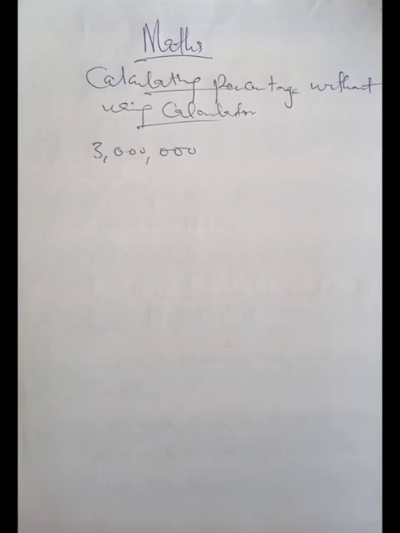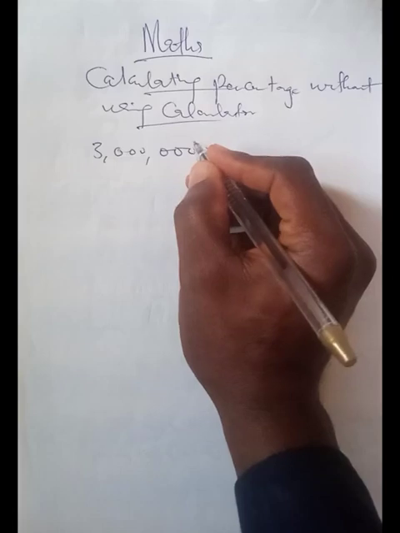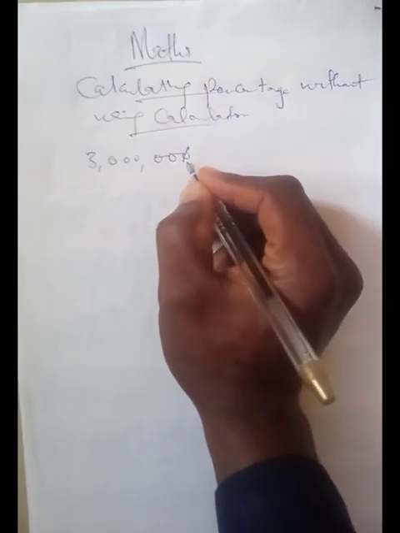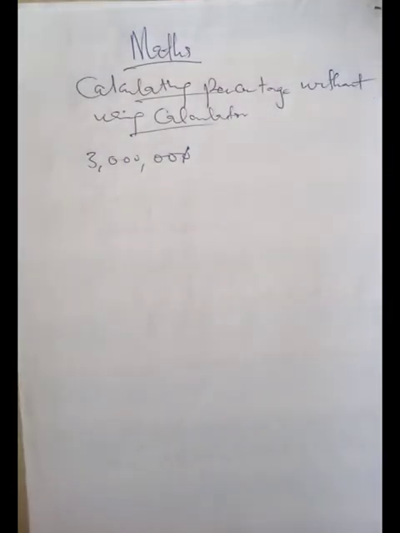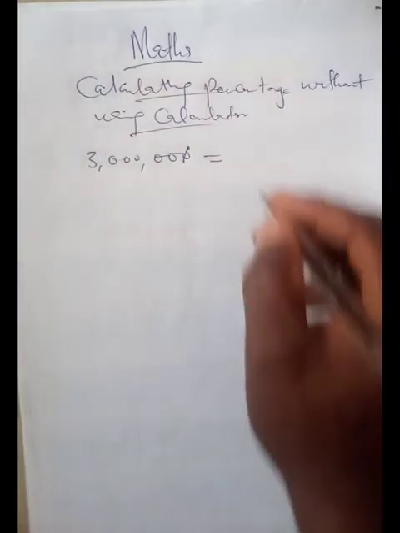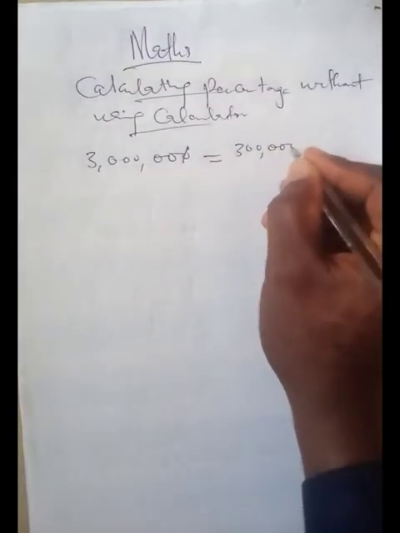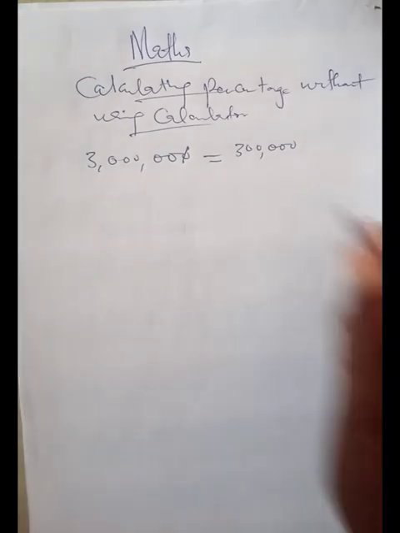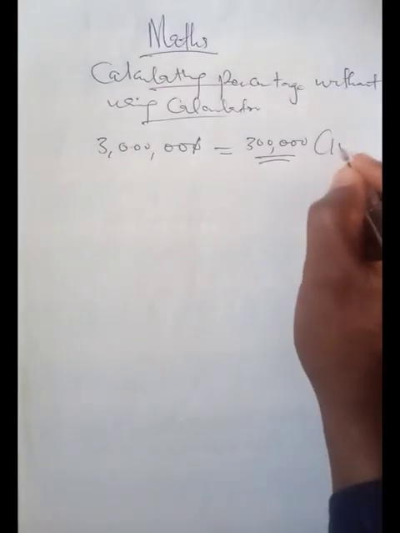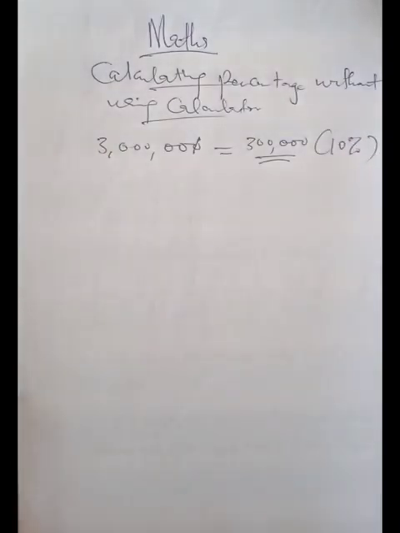Now we are having 3 million. All you need to do is just to take 1 zero from the 3 million. That's all you need to do. Taking 1 zero, you have 300,000. So that is your 10%. Your 10% is just taking a 0. The 10% of 3 million is 300,000.